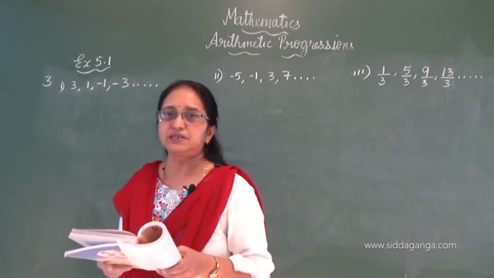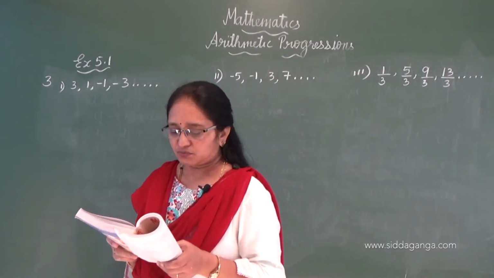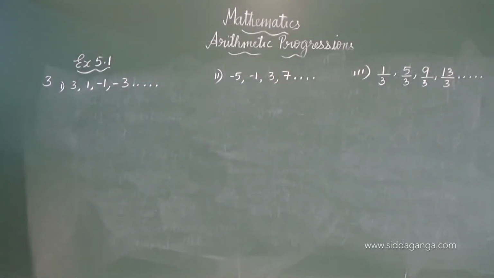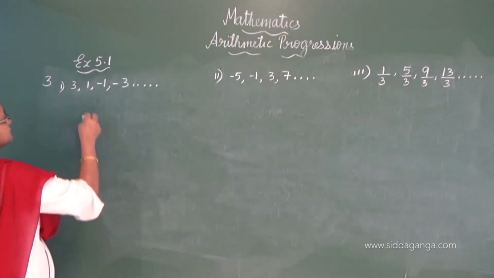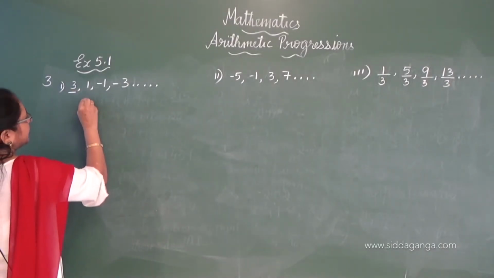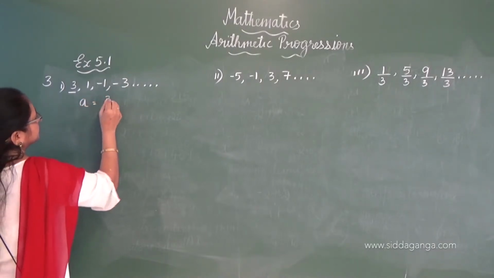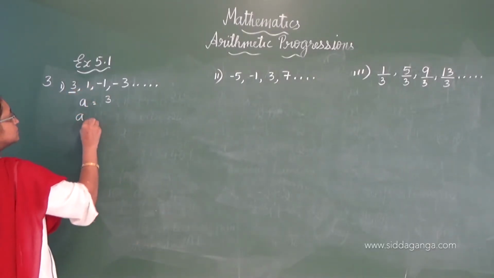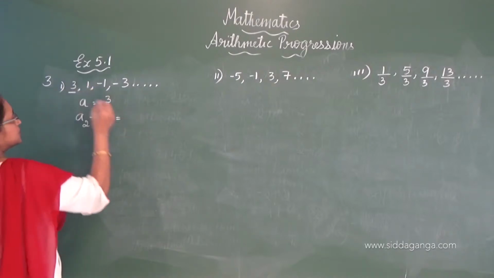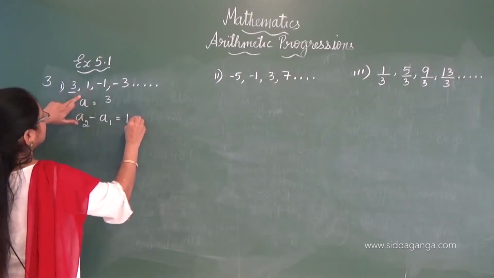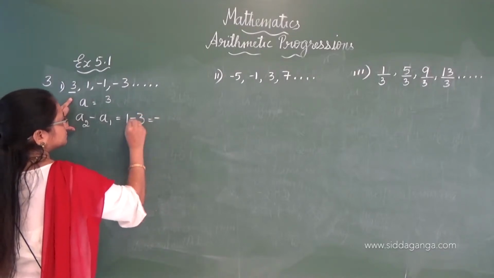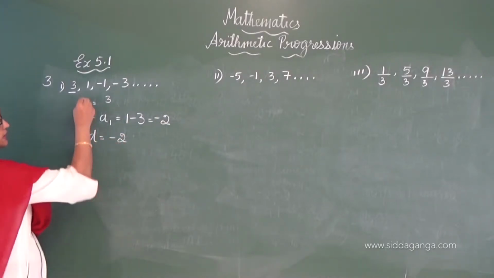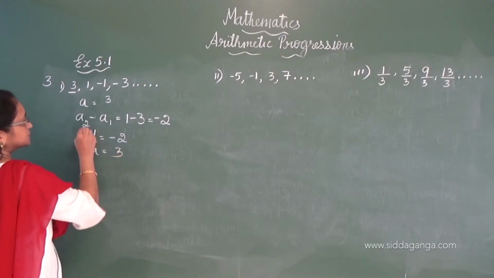See, for the following APs, they are in AP already. So, first you have to find out the first term and then common difference. Now, let us see. First term you all know A. A is nothing but 3 here in this case. Now, how to find out the common difference? I told you A2 minus A1. So, A2 minus A1 is second term 1 minus 3, that is equal to minus 2. So, D is equal to minus 2 and A is equal to 3. This is the answer.